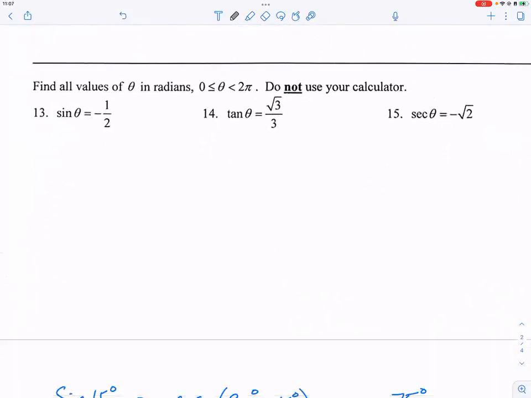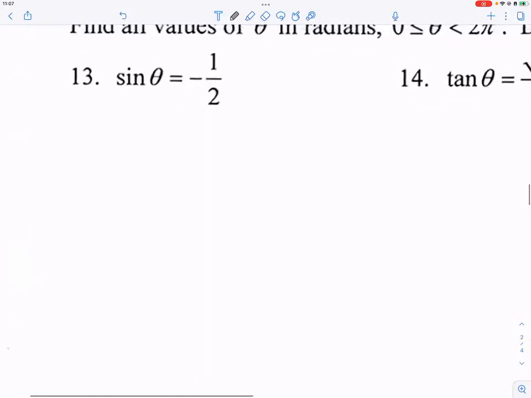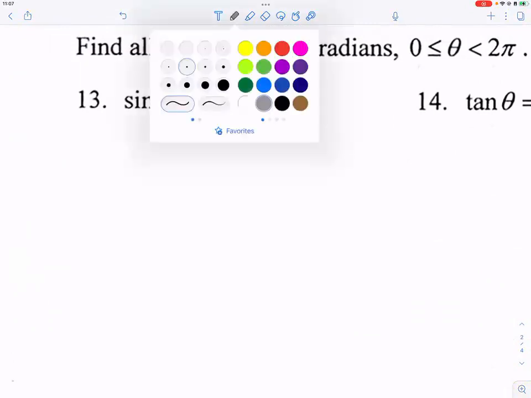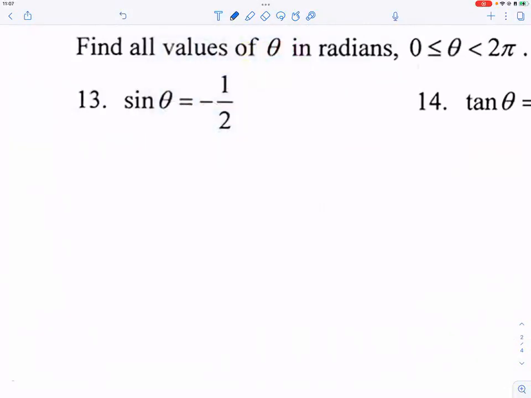Now, I just want to pick a couple questions to work on. For number 13, how would you do it? What's the y value that's equal to -1/2? Or you can also think, sine of an angle is negative, so what quadrants would it be? Quadrant 3 and quadrant 4. And then we ask, what's the reference angle? That would give you the ratio of 1/2. What's the reference angle?